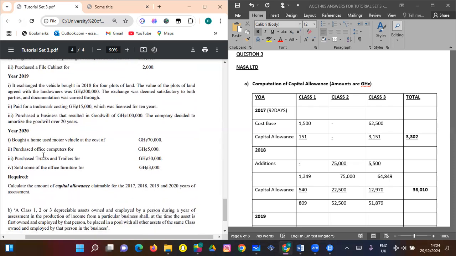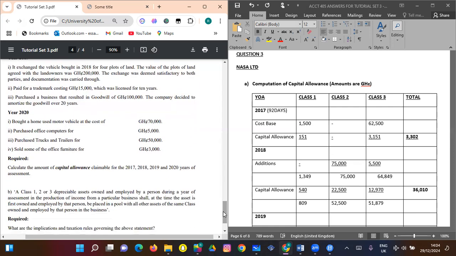Then bought a home used motor vehicle at 70,000. Purchased office computers for 5,000 in the year 2020. Purchased trucks and trailers for 50,000. Sold some office furniture for 30,000. So they said we should calculate the capital allowance claimable for 2017, 2018, 2019, and 2020 years of assessment.